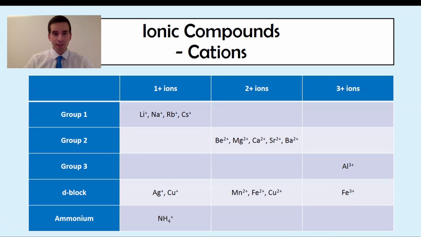So these are the cations. You can see all of group 1, 1 plus, all of group 2, 2 plus, and in group 3 you need to know aluminium, which is 3 plus, and then several from the D block. Note here that the likes of copper and iron can have different charges depending on the compound. And you also have ammonium at the bottom.